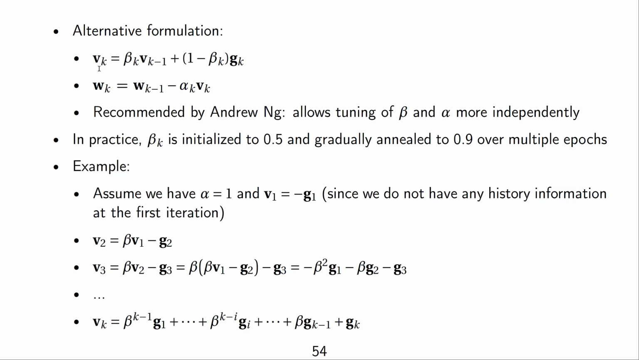And here we have the velocity now with a subscript k. This is just a different way to write it, where we make it more explicit that we're at time step k. And so you see vk is beta times vk minus 1 plus 1 minus beta k times the gradient at the current iteration.